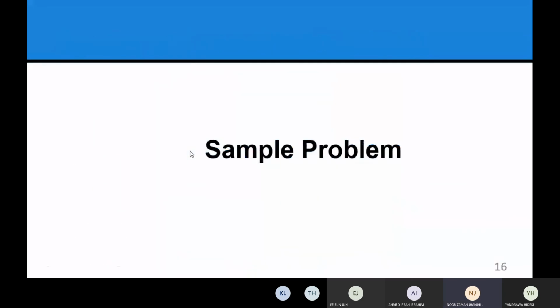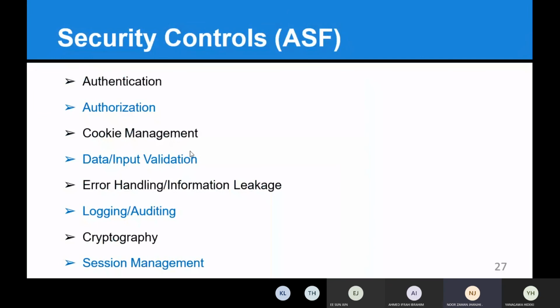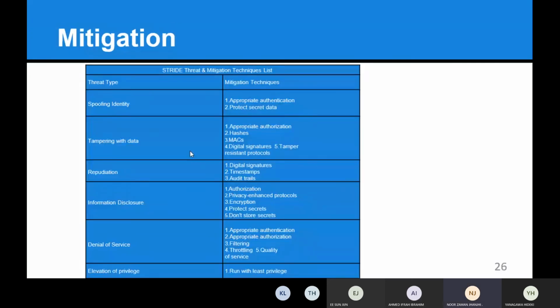Now, when we come to the mitigation, what is the next? Then we have the security frameworks. That framework may suggest authentication, authorization, cookies management, data input validation, error handling, information, logging, auditing, cryptography, session management, and everything. That framework will be derived from where?